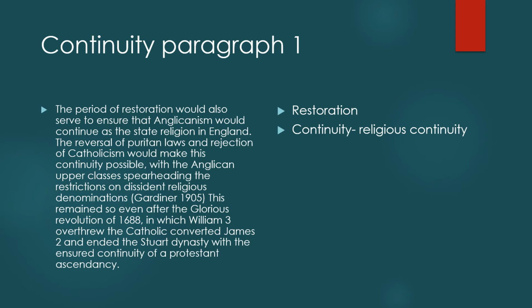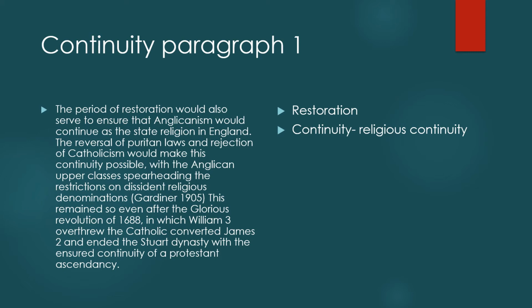The period of restoration would also serve to ensure that Anglicanism would continue as a state religion in England. The reversal of Puritan laws and rejection of Catholicism would make this continuity possible, with the Anglican upper classes spearheading the restrictions on dissident religious denominations. Gardner, 1905. This remained so even after the Glorious Revolution of 1688, in which William III overthrew the Catholic converted James II and ended the Stuart dynasty with the assured continuity of a Protestant ascendancy.